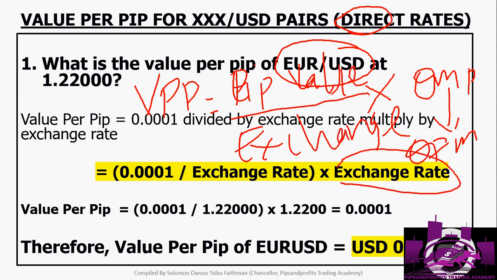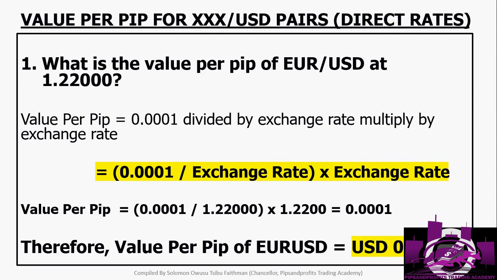So when we put all of them together, we are going to have our formula to be like what you are seeing over here: 0 divided by pip value, which is 0.0001, divided by the exchange rate times our exchange rate.